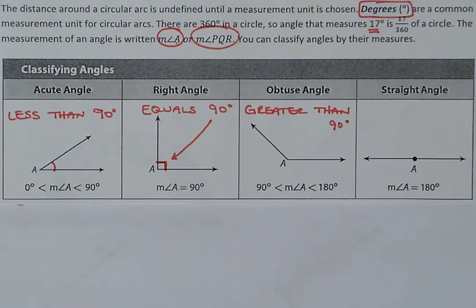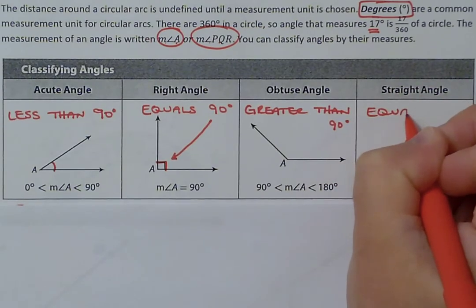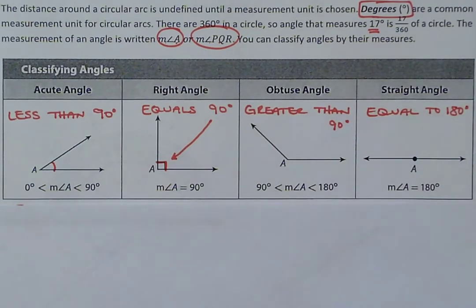And then the last one is going to be a straight angle. The straight angle's measure is exactly 180. And if you look at this angle, it's just a straight line. So if you ever hear us ask, what is the measure of a straight angle or a straight line? That just means that it's equal to 180 degrees. All right, so that is how we will go through and classify angles based off their measures.